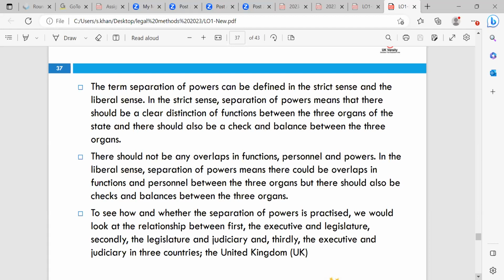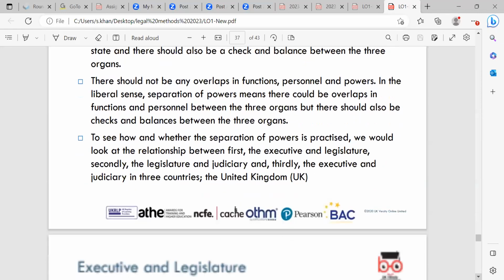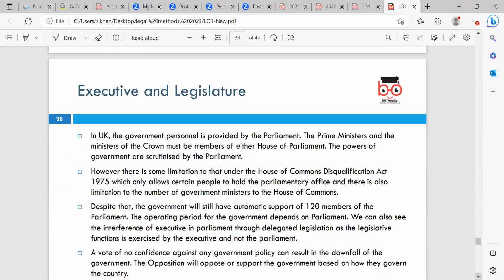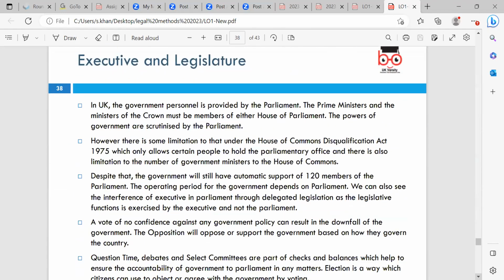To see how and whether separation of power is practiced, we would look at the relationship between first the executive and the legislature, secondly the legislature and the judiciary, and thirdly the executive and the judiciary in three countries, the UK. Now we're going to look at the relationship between each one. So the executive and the legislature.